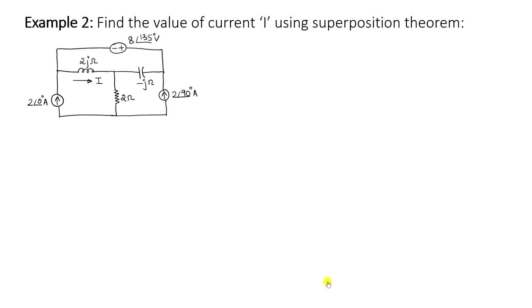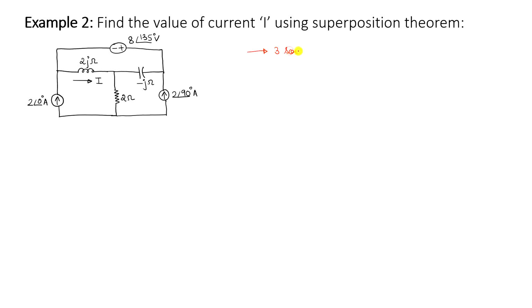So here is another example. We will try to solve this. The question says you need to find the value of current I using superposition theorem. How many sources are there? You have one voltage source and you have two current sources, right? So in total there are 3 sources.